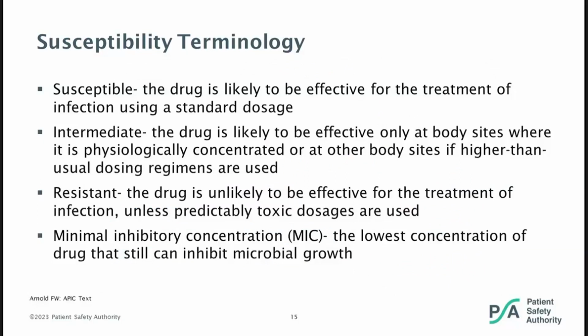First, we're going to look at the way you'll see results. So the first is a susceptible organism. So this is that the drug is likely to be effective for the treatment of the infection using a standard dosage. Intermediate means that the drug is likely to be effective, but only at body sites where it's physiologically concentrated or at other body sites if we use a higher than usual dosing regimen.